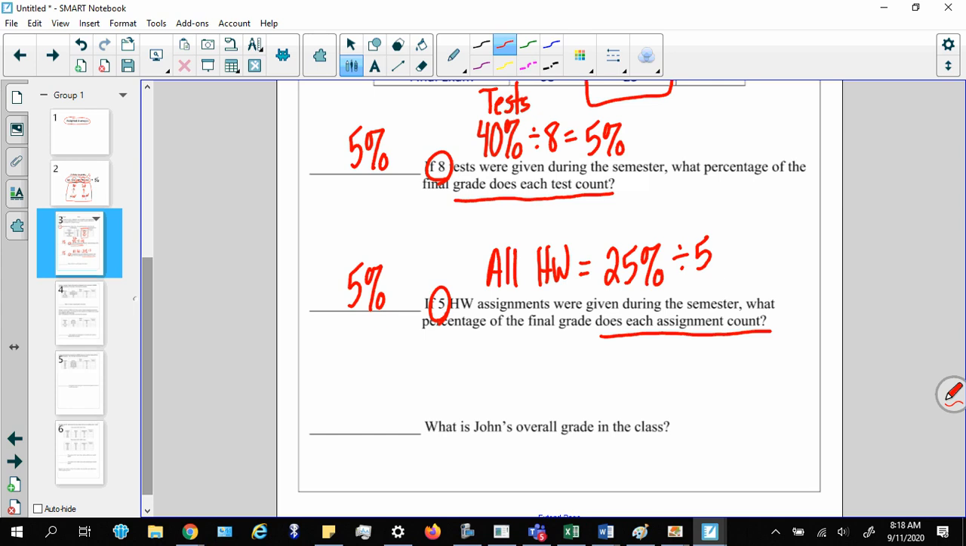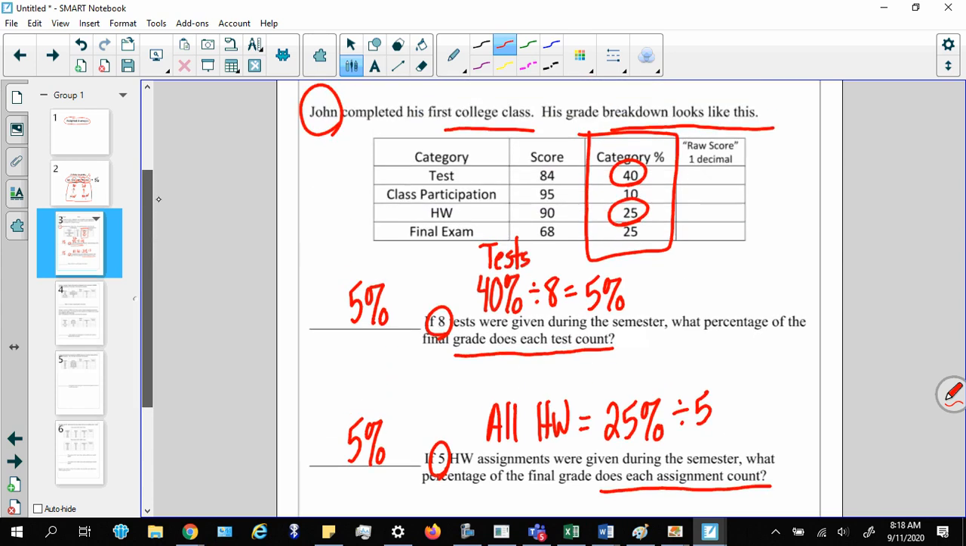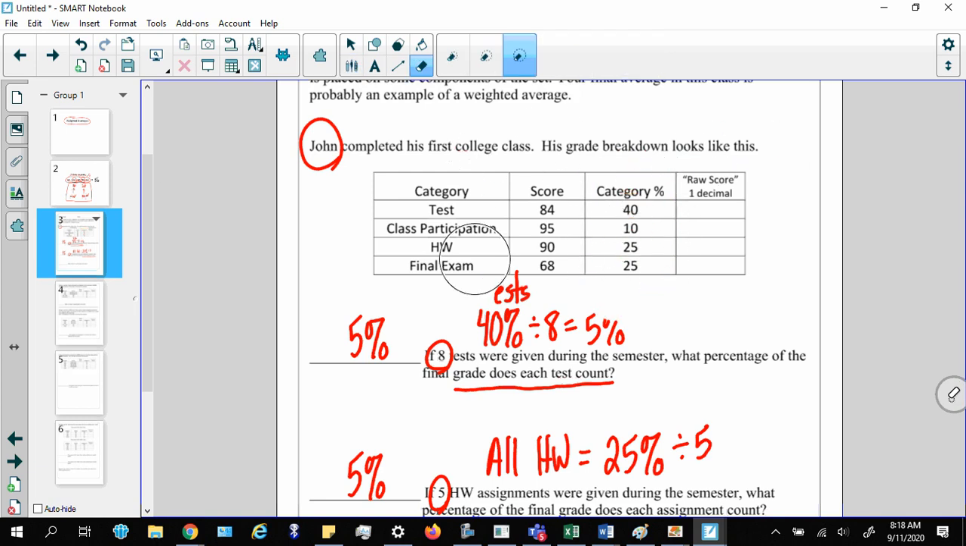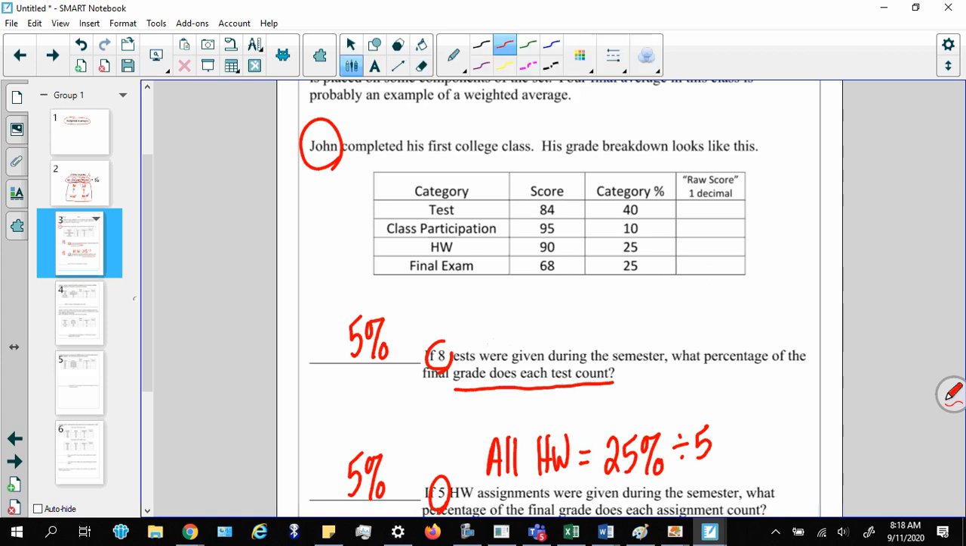Now, let's keep going. What is John's overall grade in the class? So now we go back up to the chart and start figuring some stuff out. Let me clean this up a little bit to get some stray marks out of the way. Now, in the test category, he ended up having an 84 overall. All of his tests averaged together ended up being 84.